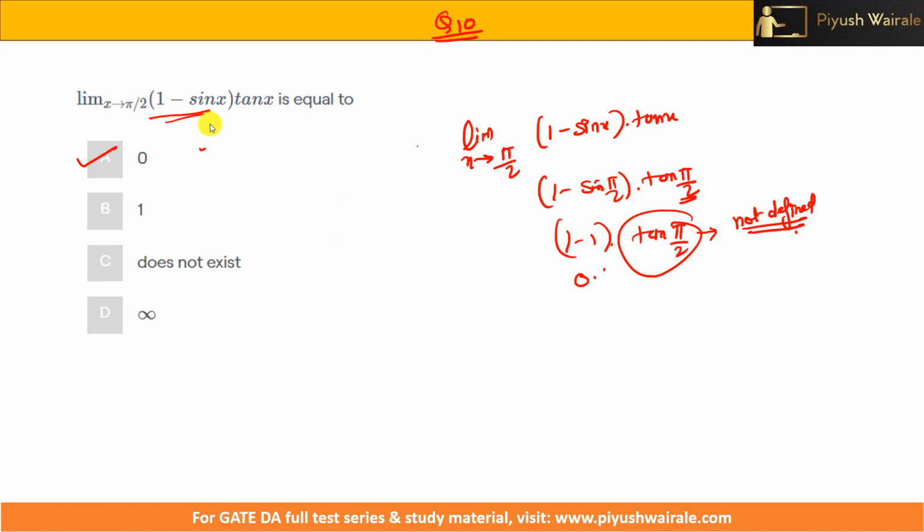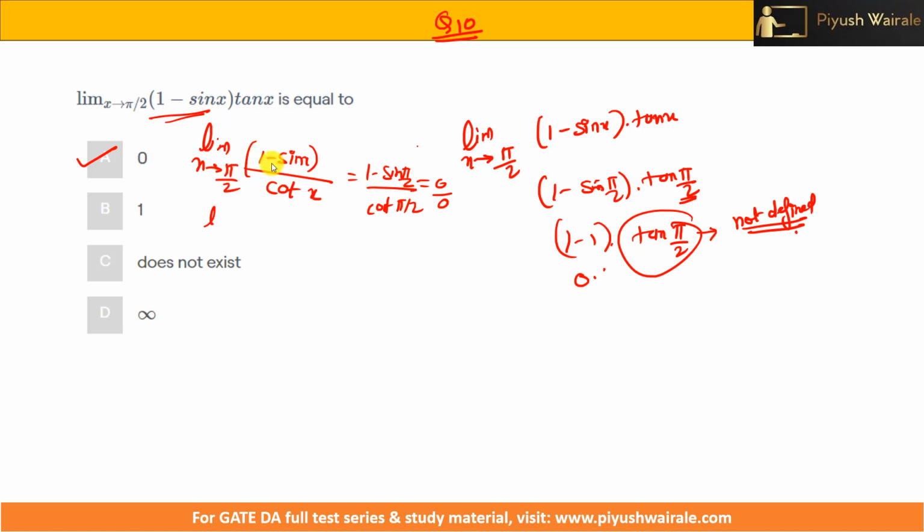So what you can do, limit x tends to pi by 2, 1 minus sine x. So cot x can be what? It is cot x, right? 1 by tan x is cot x, right? Now if I put the limit, what am I getting? 1 minus sine pi by 2 upon cot pi by 2. So basically 1 minus 1 is 0 and cot pi by 2 is 0. So this is 0 by 0 form.